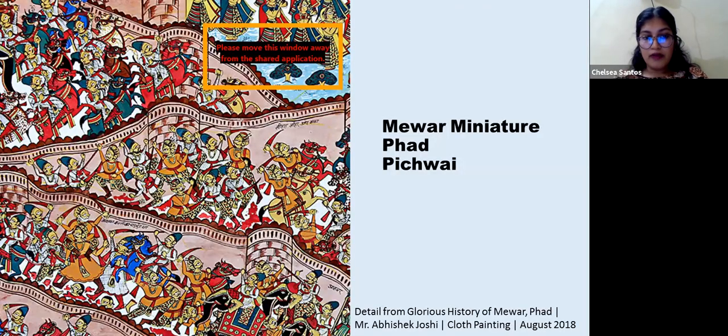Now I'd like to talk about how these Pichwai paintings relate, very briefly, to the other paintings in the region it developed in. So I said that this painting developed in the region of Mewad. Mewad is where you have Udaipur, you have Chittorgarh, you have Kumbhalgarh, places such as this, and Nathdwara included.